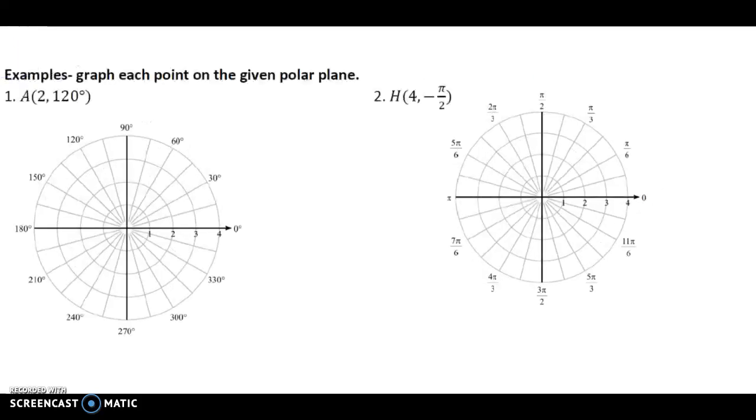For number 1, again, the first part tells us the radius, and the second part tells us the angle. What we're going to do is find the angle starting on 0. We'll go around to 120, and at 120 then we're going to count up the radius. 1, 2, and here is point A.